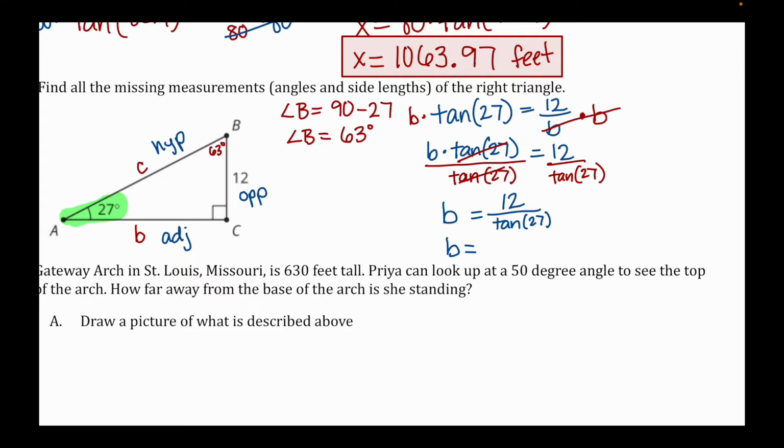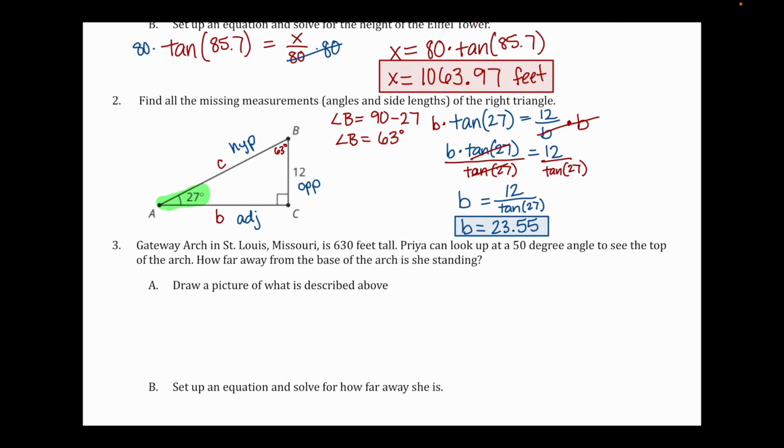So that way, if you have more than one thing there, it actually divides equally. So 12 divided by our tangent of 27 is going to be 23.551. So 23.55. I'll stick with just 55 because I did 2 decimal points, or 2 digits after the decimal, on the previous question also. So that leaves us with one more piece.